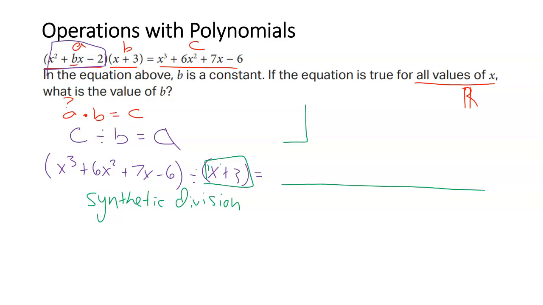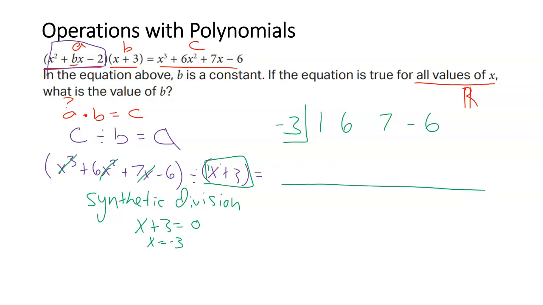So, set up our synthetic division. Inside the box, we're going to be using what would be the solution to that binomial. If I set x plus 3 equal to 0, what does x equal? Negative 3. That's the number that goes in here. Since x equals negative 3, that's the number that goes up there. Next to it, we're going to take our polynomial and strip out all the exponents and all the variables, and keep just the coefficients and the constant: 1, 6, 7, negative 6.